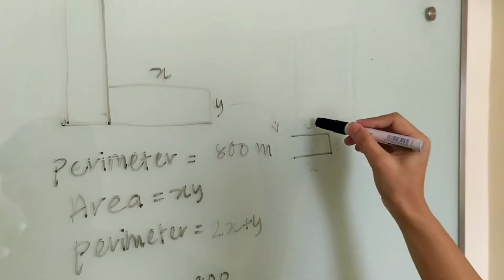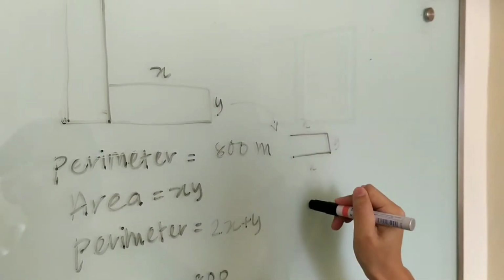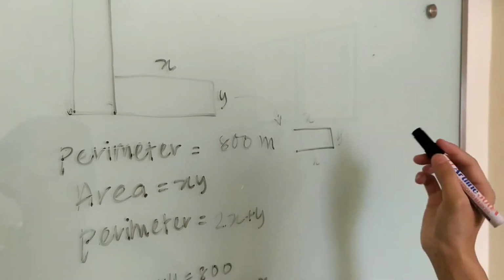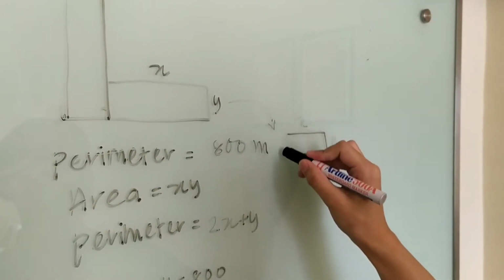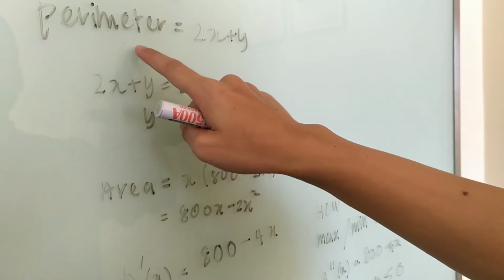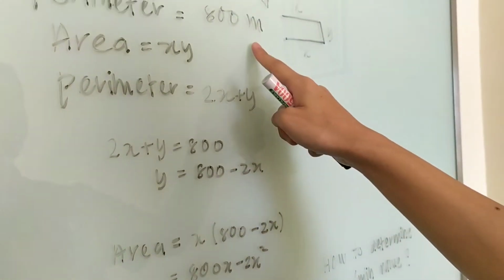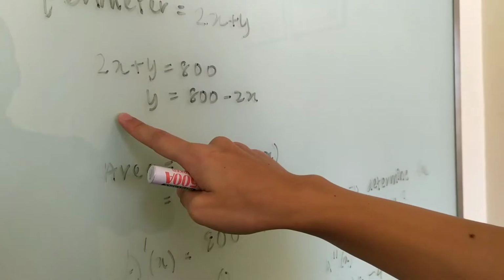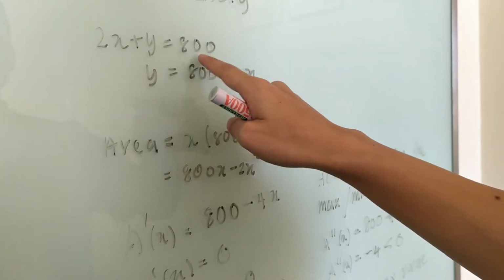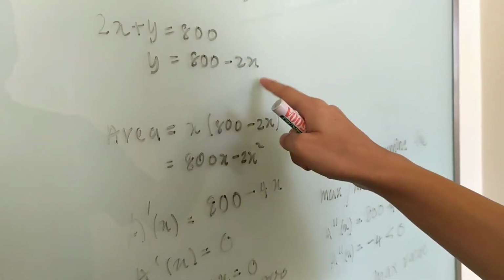So we assume this is x, the length, and the width is y. So we get 2x plus y as the perimeter. We can calculate this because this is the part of the building. As we assume the perimeter is 2x plus y and also the perimeter is 800 meters, we can build up an equation such as 2x plus y equals 800. So y equals 800 minus 2x.